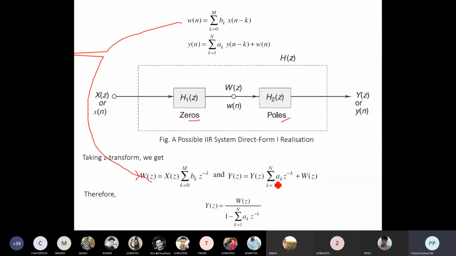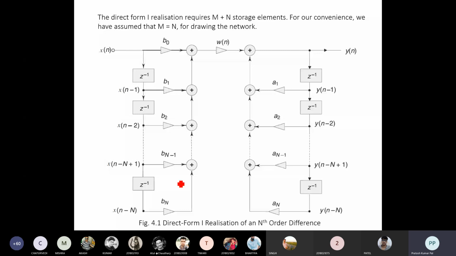So from there, the value of y of z will be w of z divided by this term. First of all, we will be realizing h1 of z, which is w of z, in terms of this function. After expanding this term, for k equals 0 we have b0 z to the power 0, which is 1, so b0 times x of z. Similarly, once we put k equals 1, 2 and 3, we can proceed to find w of z.